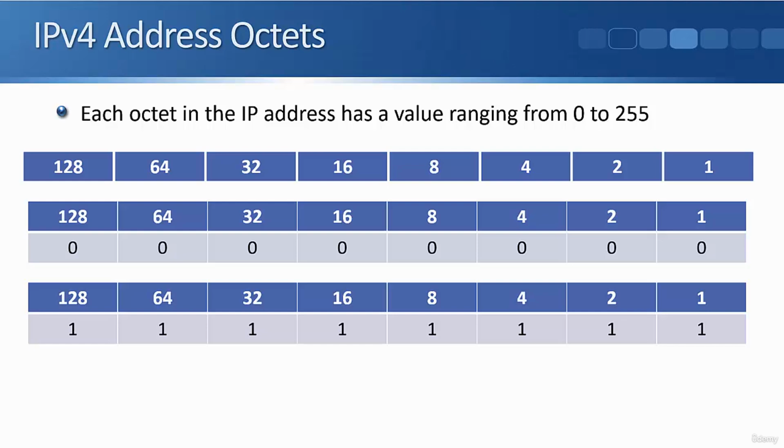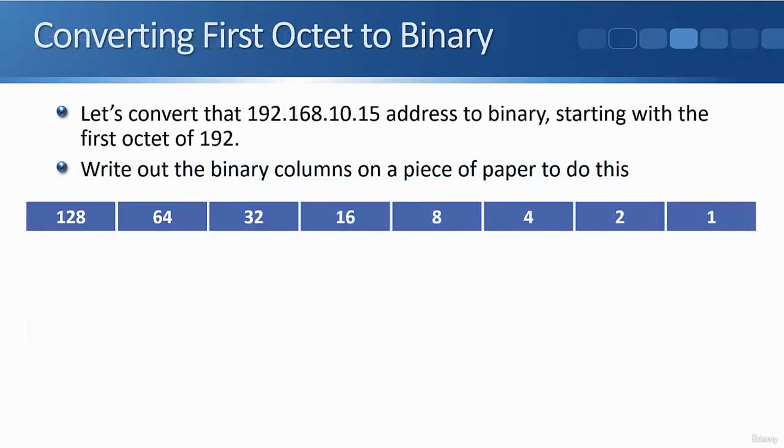On each of those octets, the bit pattern can be any combination of 1s and 0s. It goes from 0 at the lowest value up to 255 at the highest value. The example IP address I gave you earlier was 192.168.10.15. That's in dotted decimal notation. Let's convert that to binary.